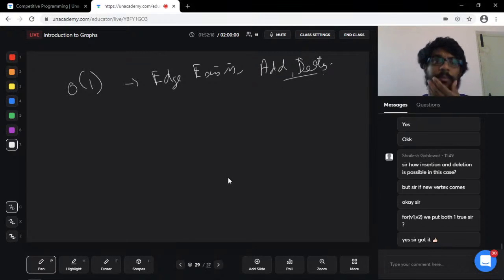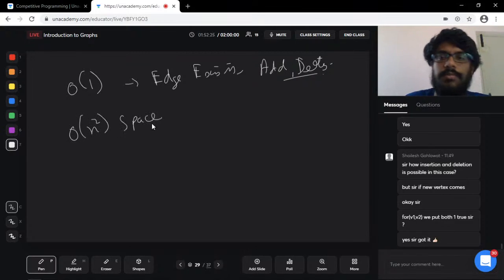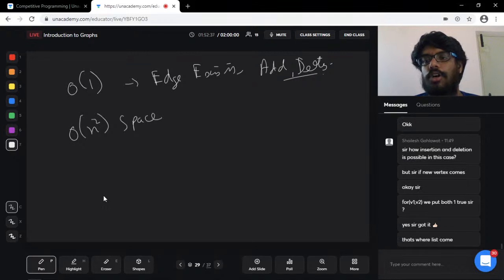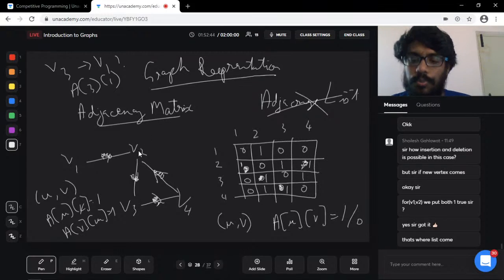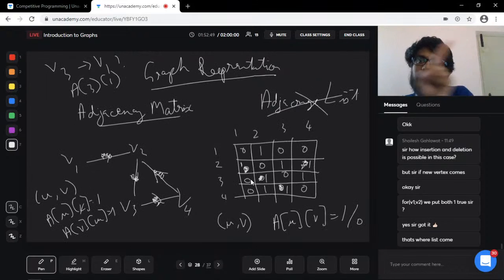But what is bad about this? The bad part is that you need to spend order n square space. You need a 2D matrix, so it's n square space. So that's a bad thing. Another bad thing is if I want to find all the neighbors of a vertex, that is, all the vertices which are adjacent to v2. For that, what should I do? I should go to the second row and scan everywhere and find where all the ones are.